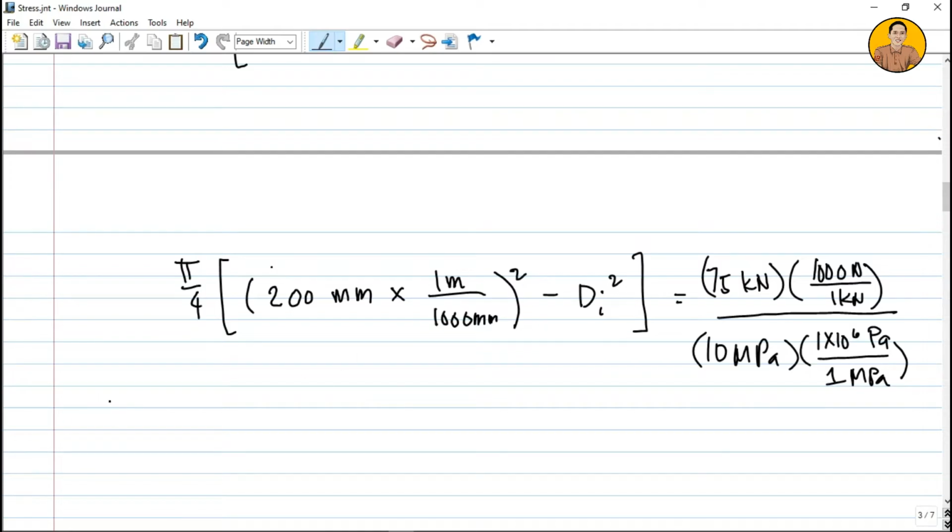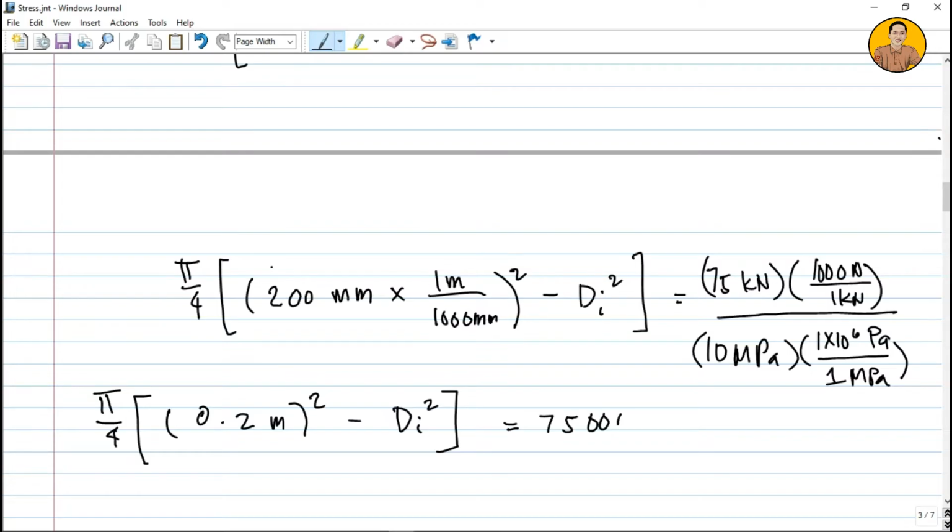So let's simplify. We have here pi over 4 times the quantity 200 divided by 1,000, so this is 0.2 meters, squared minus Di squared, is equal to 75 times 1,000, so this is 75,000 newtons.